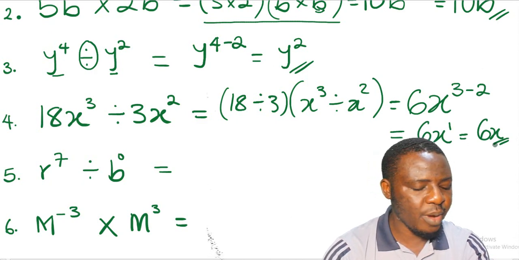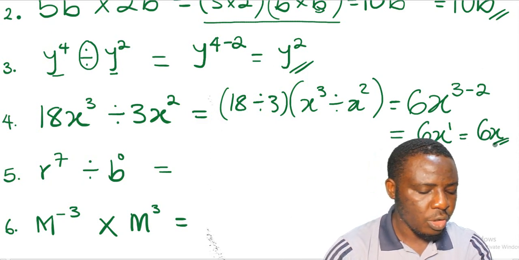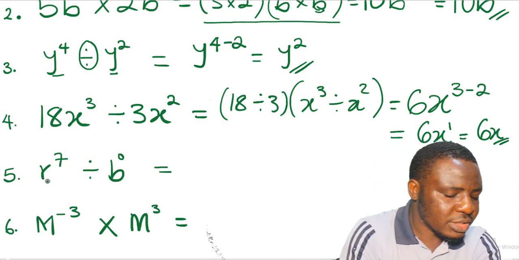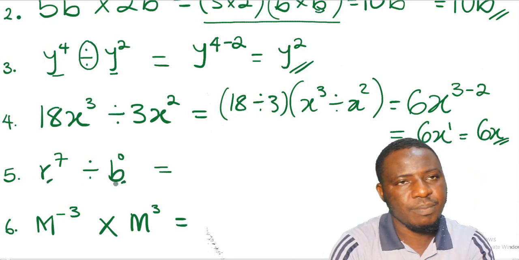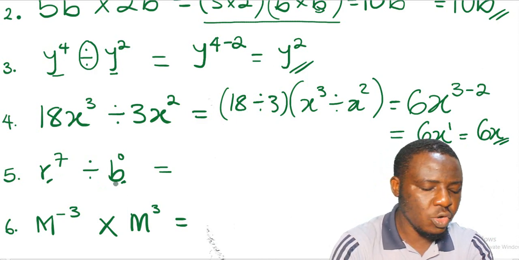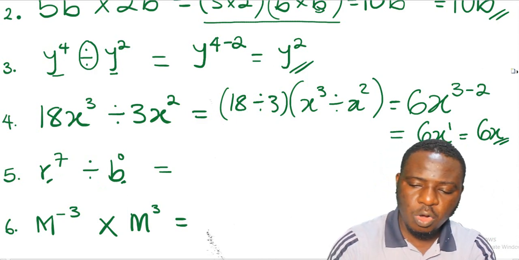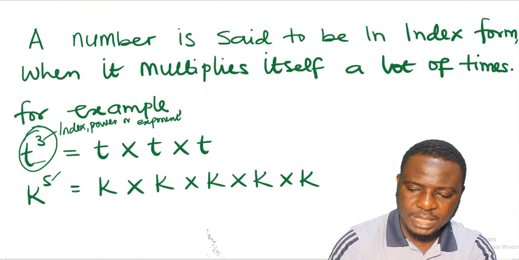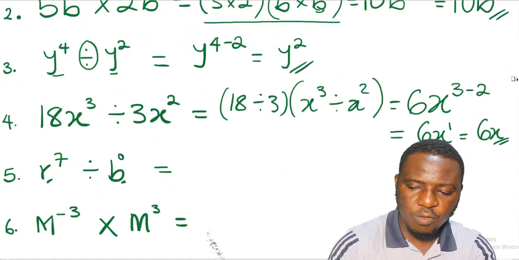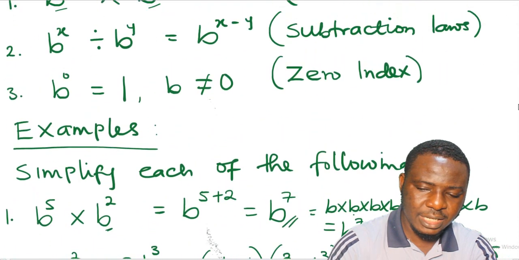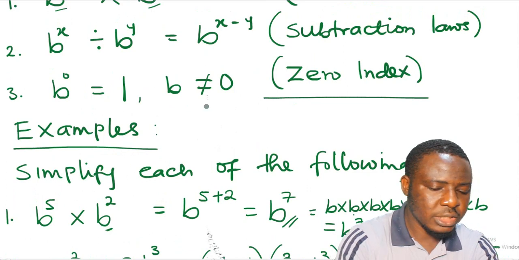5. r raised to the power of 7 divided by b raised to the power of 0. Now, you cannot apply the direct laws of subtraction because their bases are not the same. But that doesn't mean this cannot be solved. For we already know from the third law of indices, I beg your pardon, which we said, that anything raised to the power of 0, that's the 0 law, is equal to 1.